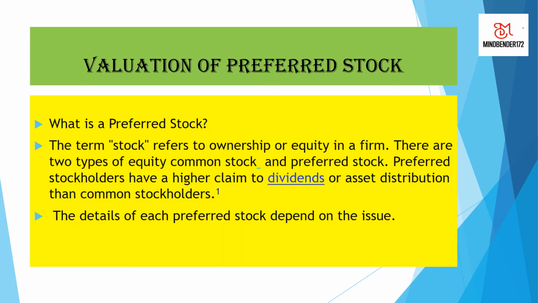Let's discuss now the stocks also, the preferred stocks. The common stock we have discussed already in the previous lectures, so kindly refer to my lecture 7 for the stock valuation. Now this is the preferred stock we are going to discuss. Stock refers to the ownership or equity of the company. There are two types of equity: common stock and preferred stock. Preferred stockholders have a higher claim to the dividend or asset distribution than common stockholders. The detail of each preferred stock depends on the issue.